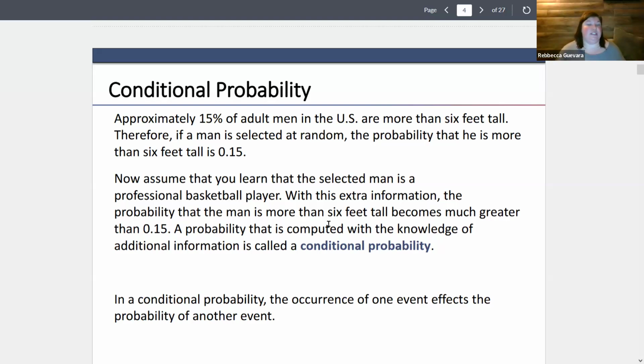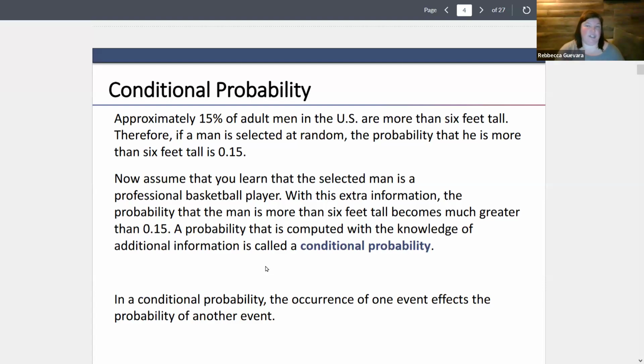With this extra information, like I said, the probability this man is over 6 feet tall is significantly greater. The probability that's computed with knowledge of additional information is what we call a conditional probability. In a conditional probability, the occurrence of one event affects the probability of another event.